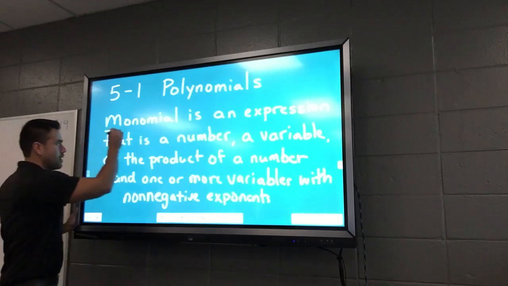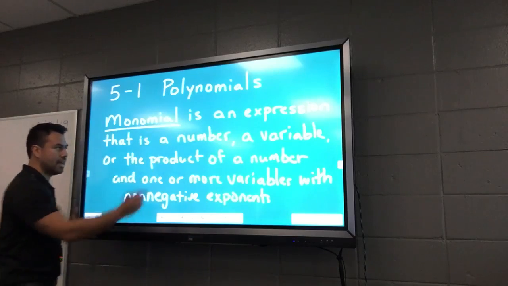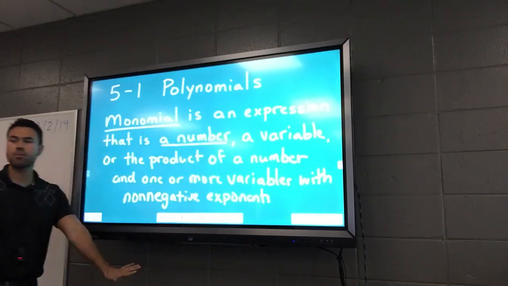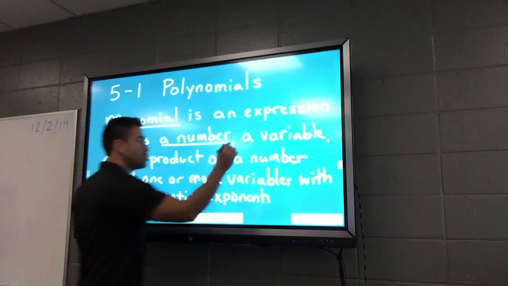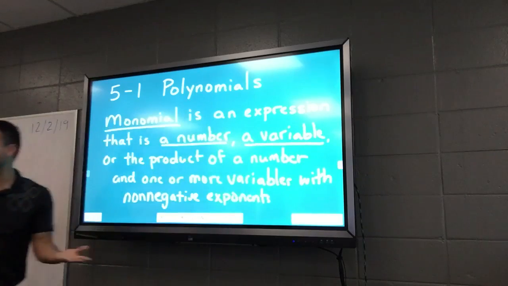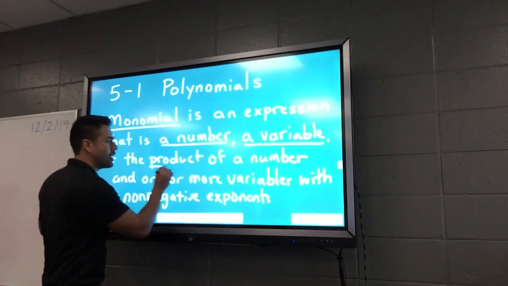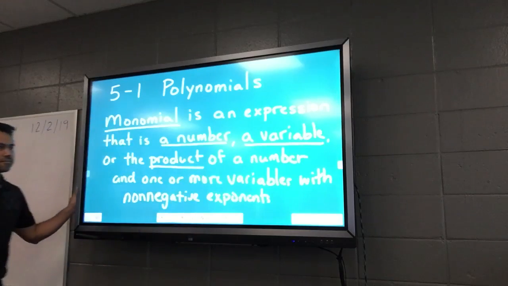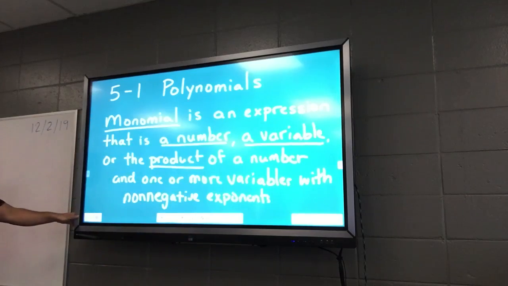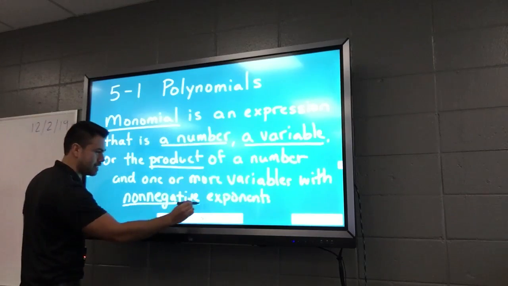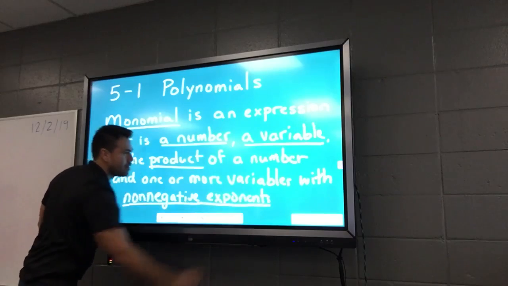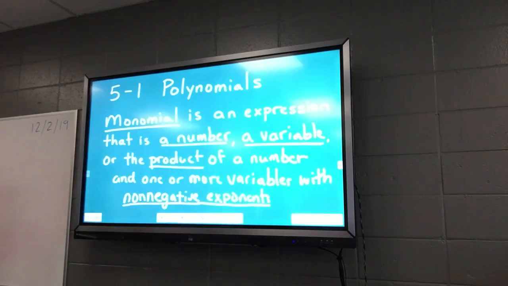A monomial, and this is the key word, is a number. If it's just a number by itself, it's a monomial. Or if it's just a variable, it's a monomial. You guys get that so far? The third one, the product of a number and one or more variables, and then, yes, non-negative exponents. Basically, underline the whole thing. I'm just kidding.